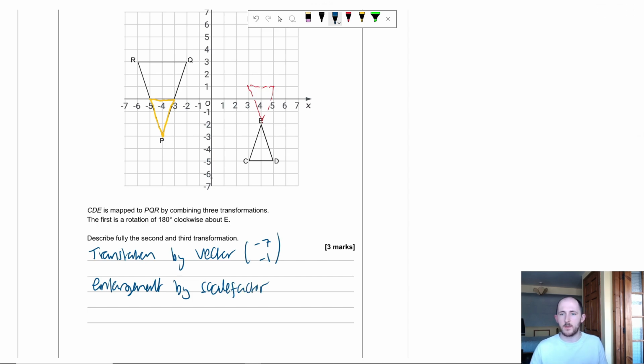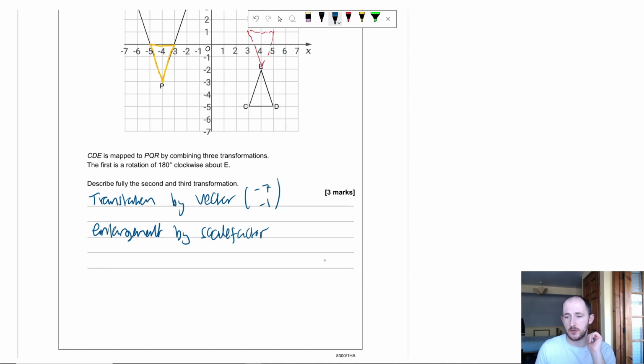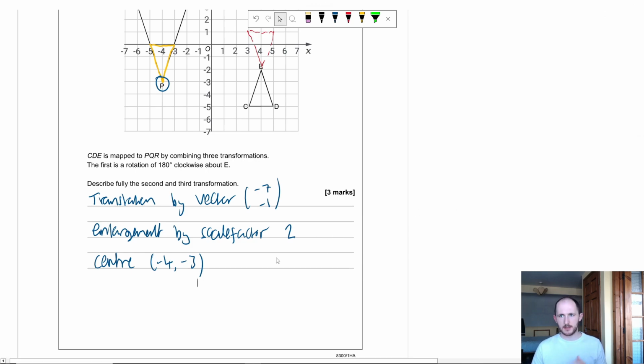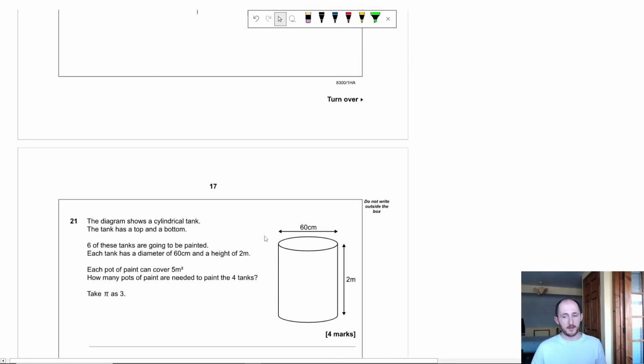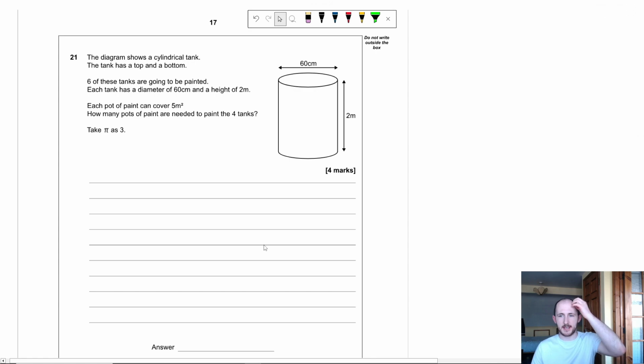Well, what's the scale factor? The edges of this triangle are 1, 2, 3, 4, and this is 2. So the scale factor is 2. And what's the center? Well, the center would be point P, because it's not moving. So that is -4, -3. And those would be your two separate ones. So even if you can do it in one, just keep that in mind. There may be other solutions as well, but you just need to check it as and when needed.